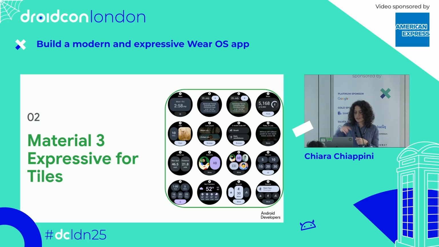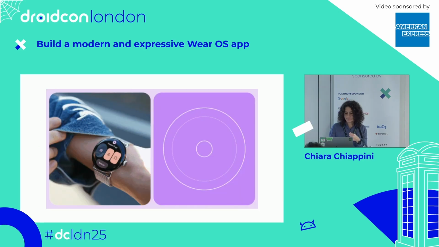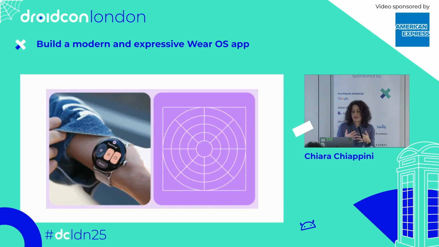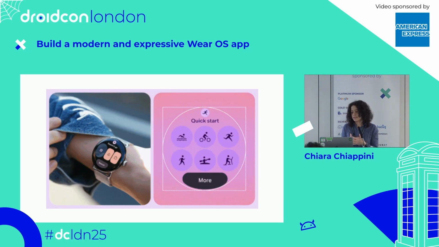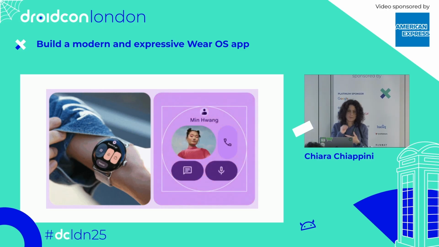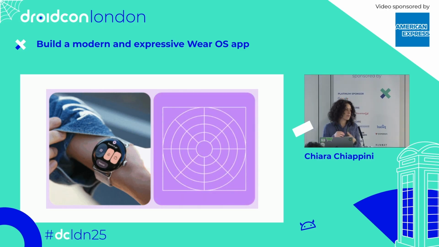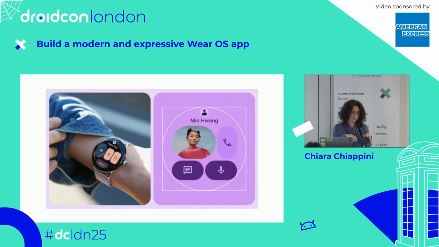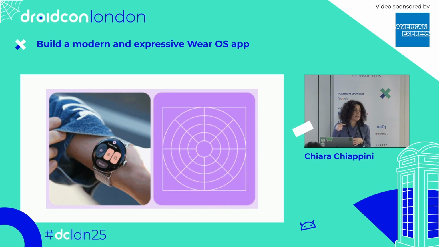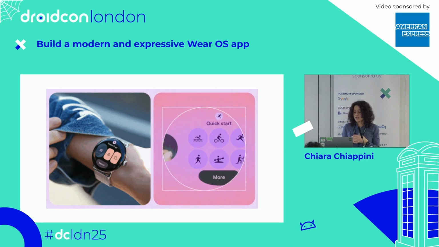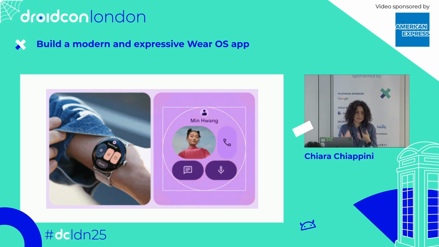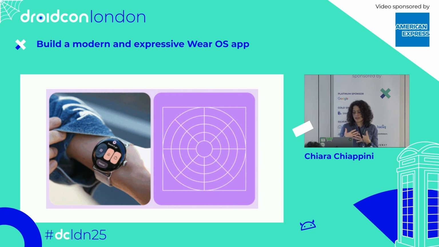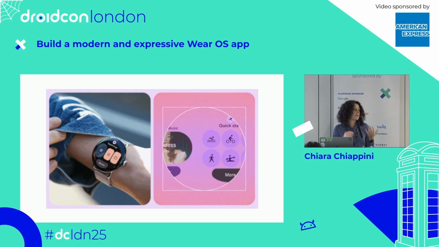After talking about why and how to migrate your app to Material3 Expressive, let's talk about tiles. Tiles on Wear are fast, glanceable screens that provide quick access to information and key actions from various apps. Think of them as widgets specifically for your smartwatch. Material3 Expressive design also lets designers and developers create tiles that are both functional and visually engaging.